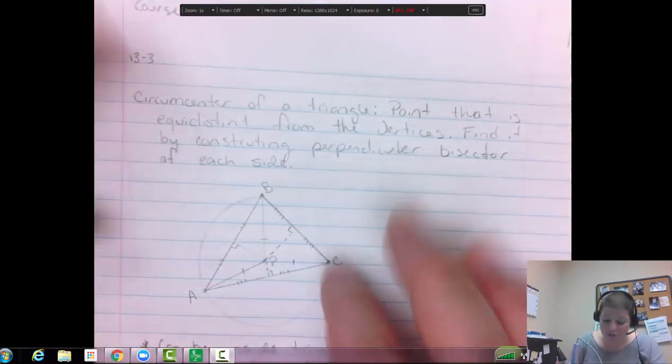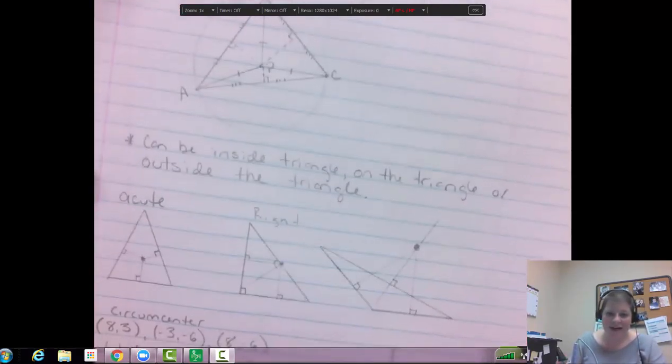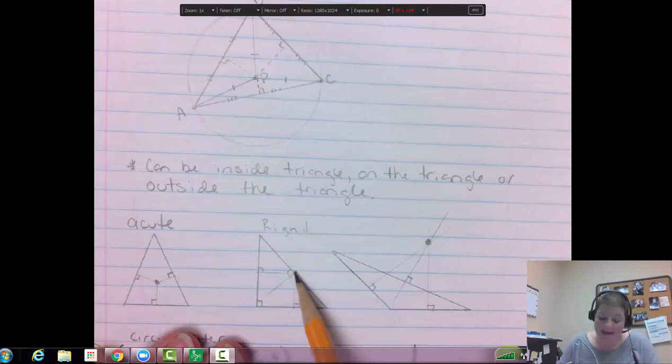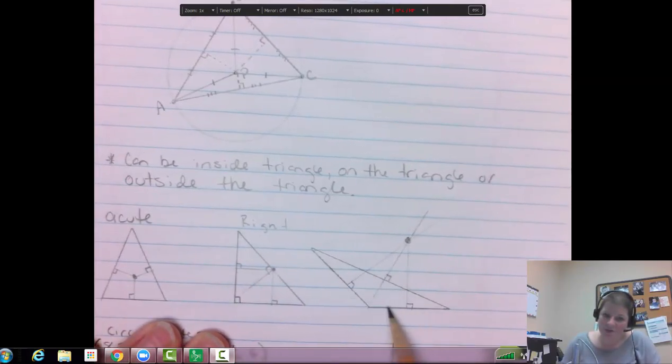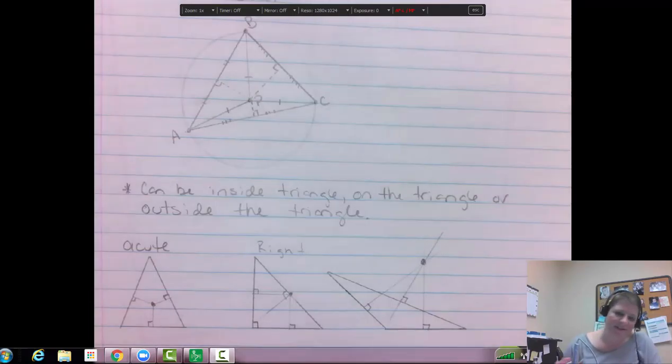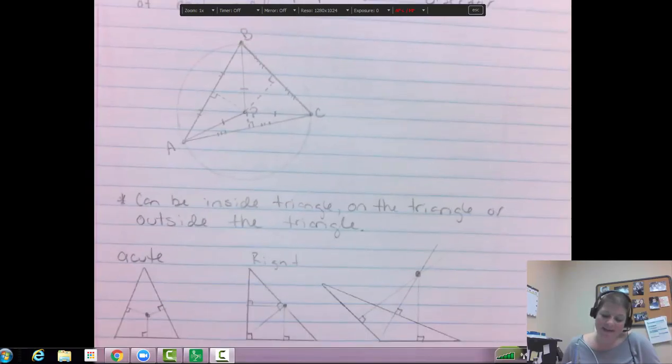This is an acute triangle. If I happen to have a right triangle, the center would end up on one of the lines right on the triangle. If I had an obtuse, the center would be outside. So don't look for them all to look like this one. That just is the general pretty looking one that's easy to draw. So do know that the circumcenter can be outside of your triangle.